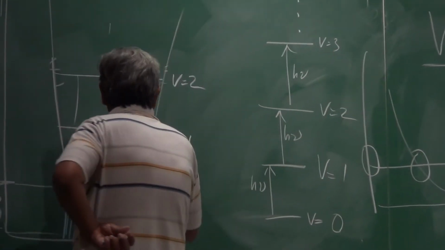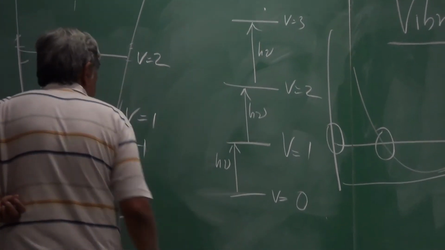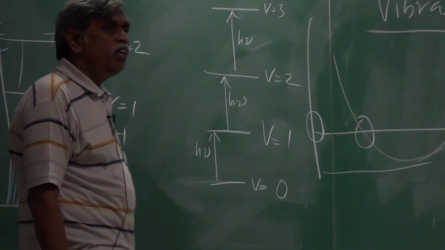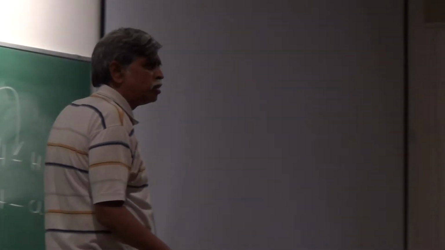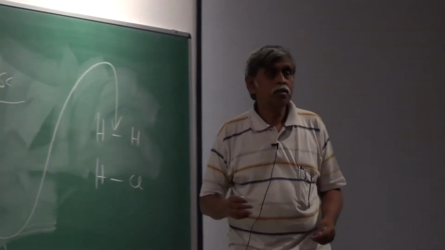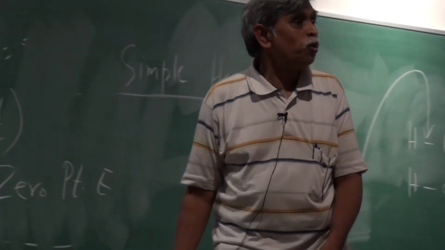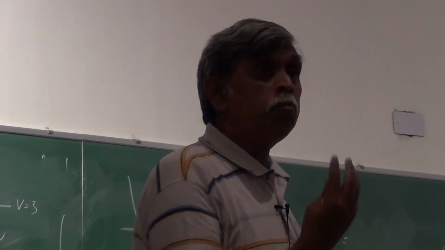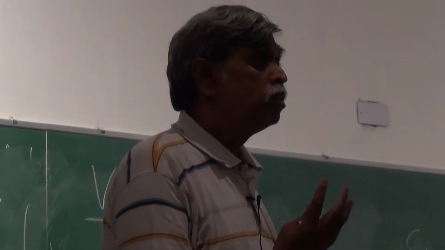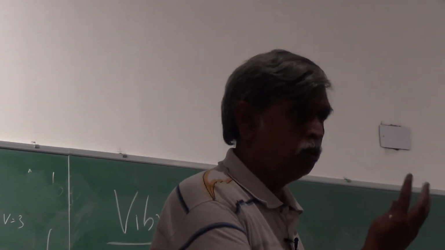Let's assume this is 1000 wave numbers. If the gap is 1000 wave numbers between V0 and V1, what should be the relative population in V1 at room temperature? What is kT at room temperature? 200 wave numbers. So 1000 by 200, how much is it? 5. So 1000 by 200, how much is it? 5. So it's e power minus 5. That should be the population.